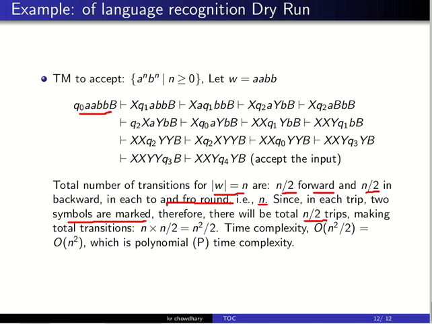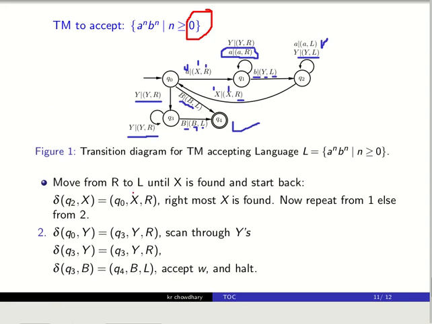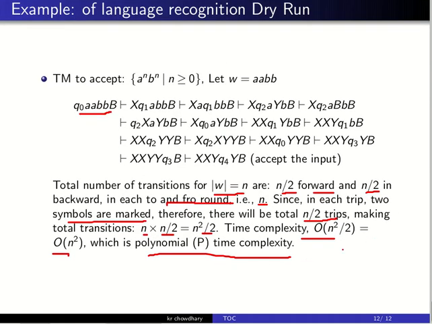Therefore, there will be total n by 2 number of trips, making total transitions n multiplied by n by 2, which is n square by 2. So time complexity is n square divided by 2, which is nothing but O(n square), which is polynomial time complexity. So this Turing machine is programmed, and the number of instructions are equal to number of the different transitions, because every instruction performs something. So we are having 1, 2, 3, 4, 5, 6, as many transitions are there, so many instructions are there. So this is a program, and once it is programmed, there is a complexity.